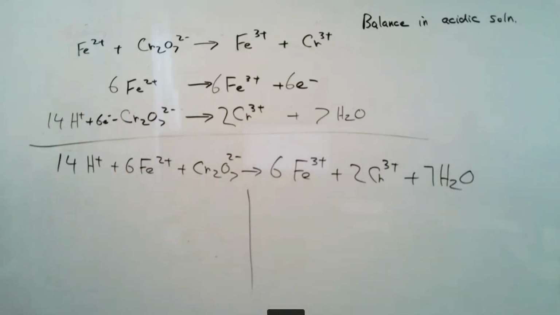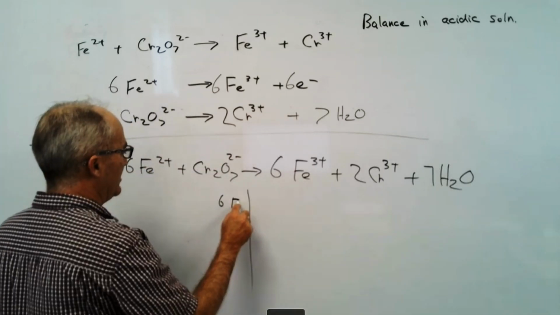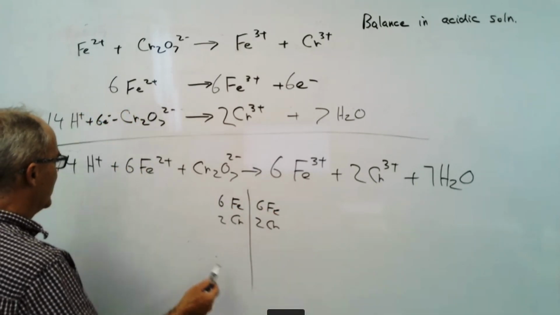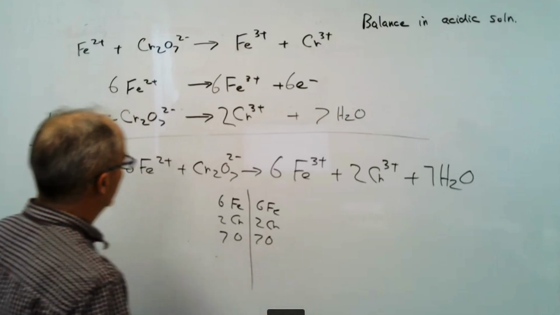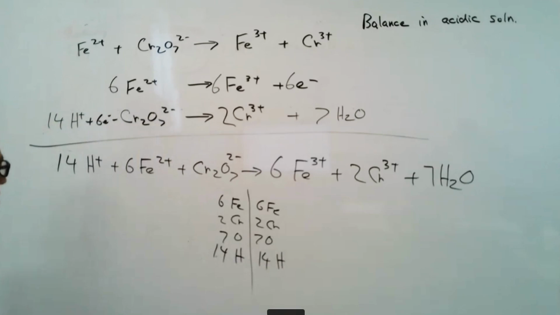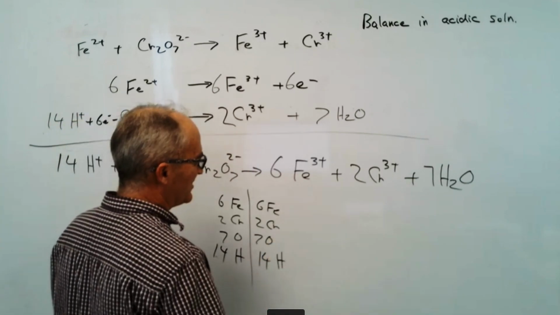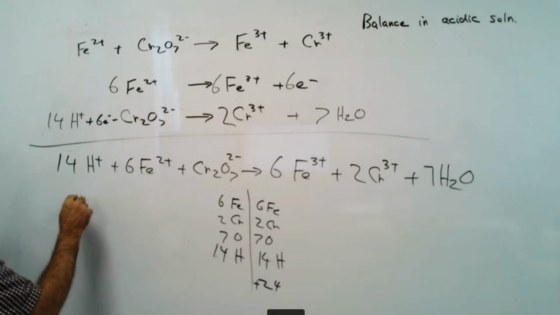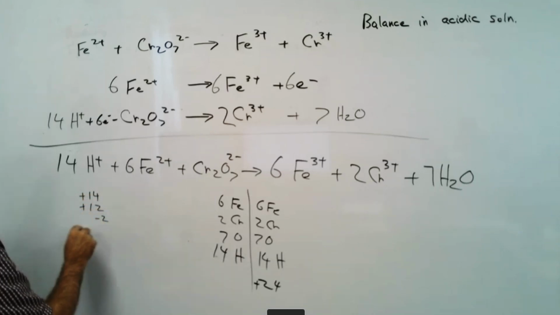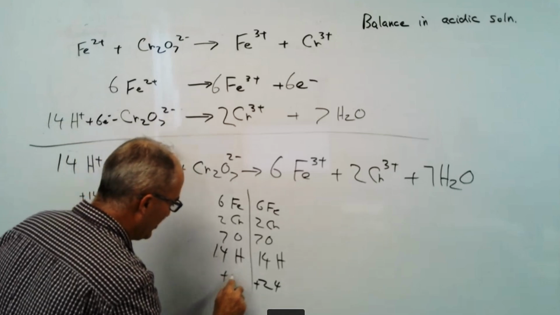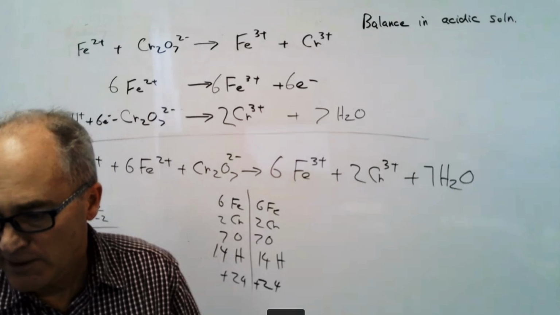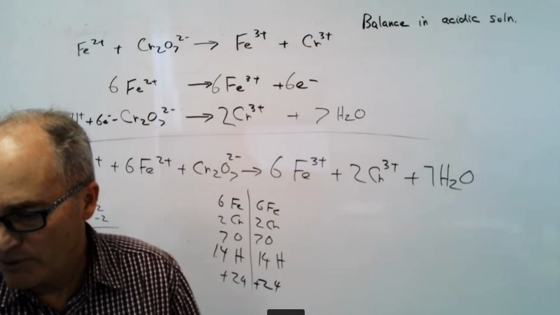So now maybe we got a little more going on. 6 irons, 2 chromium, 2 chromium, 7 oxygens, protons, 14 hydrogen atoms, charge, 18 and 6, is that 24? I got here, +14, +12, -2. Good, I get the +24. Now this is balanced in acid. All right, that's enough for today. Don't want to go over.